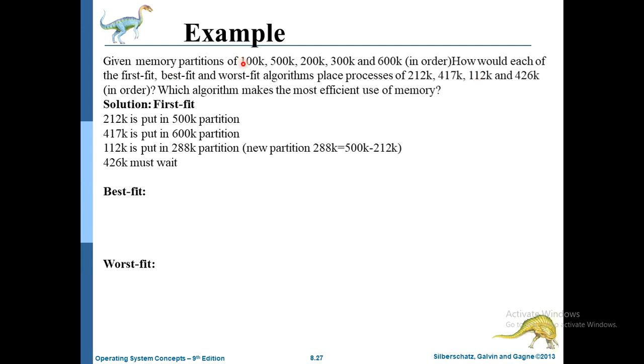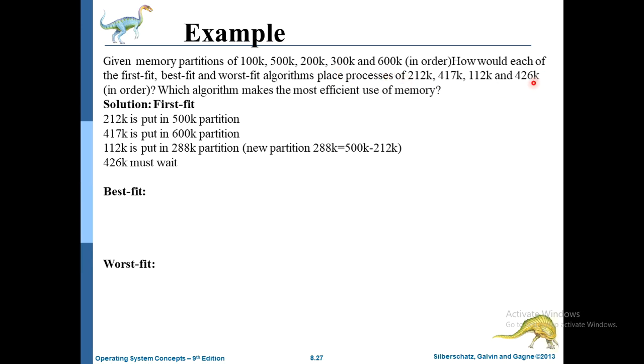Take the next one, 112K. Now compare here. Can you store here? No. But here 288K, yes, you can store, right? Now 112K is put in the 288K partition and this 288K is divided into two parts, one to store the 112K process and the remaining is 176K. Now the 100K, 176K, 200K, 300K and the last one 183K is the available space.